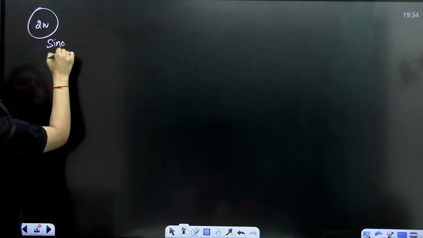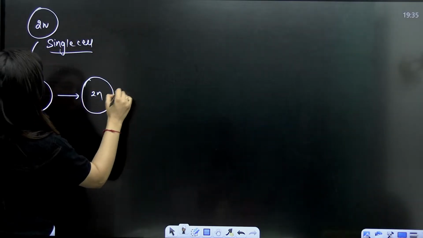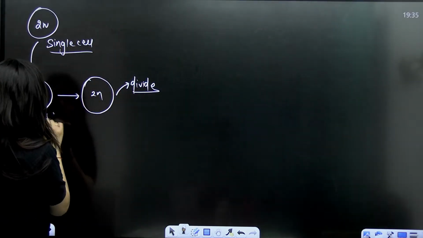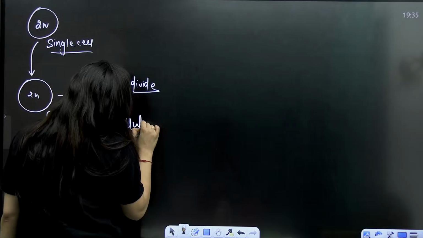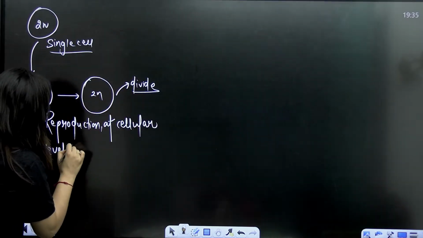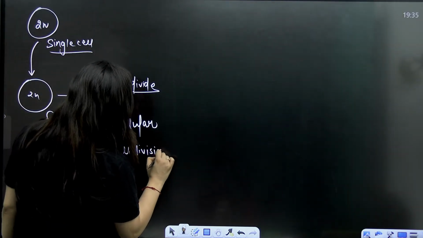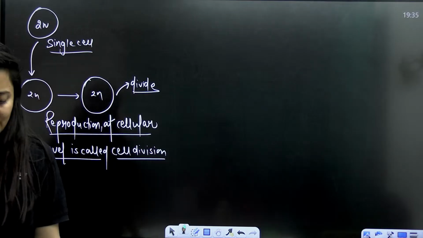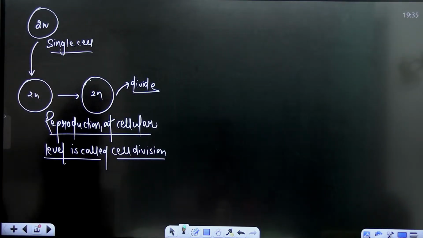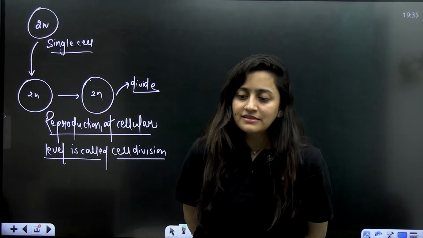For example, this is a single cell. Let's suppose it's a diploid cell. When this single cell grows, eventually it is going to divide as well. So reproduction at cellular level is called cell division of that cell. Is that clear? This is something that you need to understand.